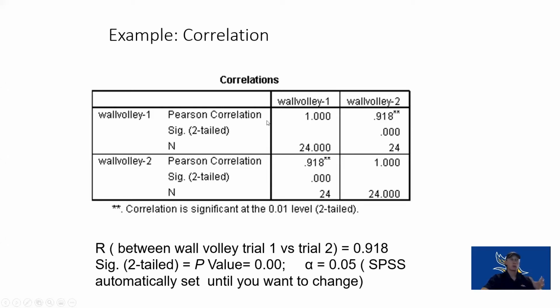Okay, but how we would read this is the Pearson correlation between wall volley 1 and wall volley 2. It's a matrix here. The correlation is 0.908. The significance value, or the p-value, think of sig as p-value, the actual calculated p-value is 0.000, and so on until it's actual. SPSS only gives us up to 3 decimal points. And then our n, or the amount of scores or amount of participants, is 24. That's how we would read the correlation between wall volley 1 and wall volley 2.